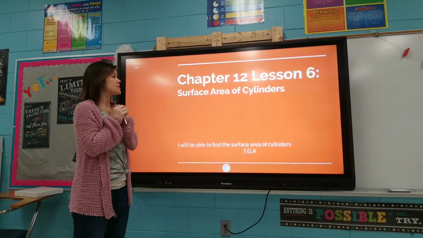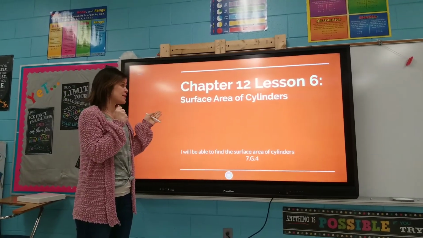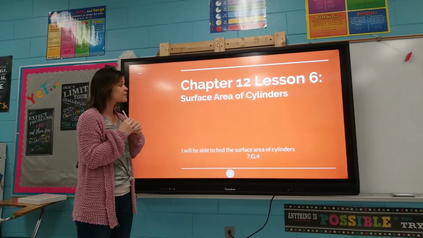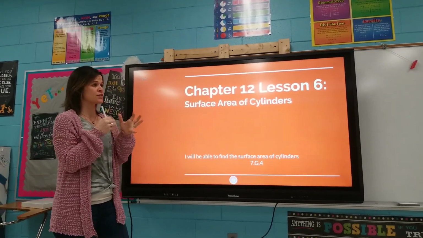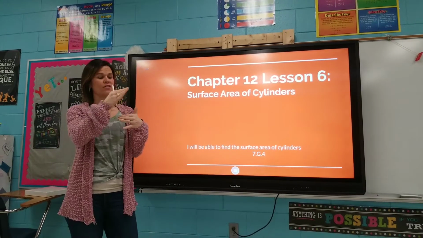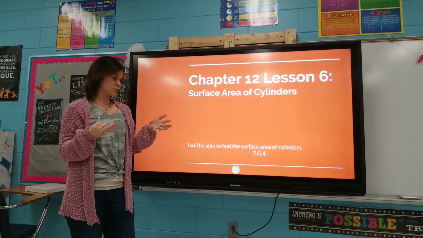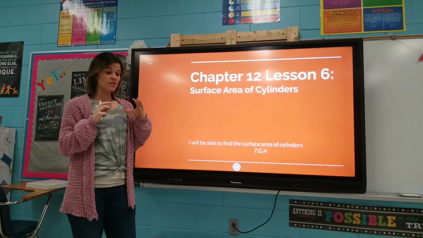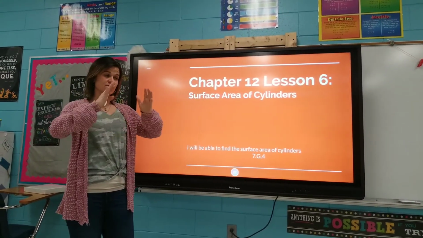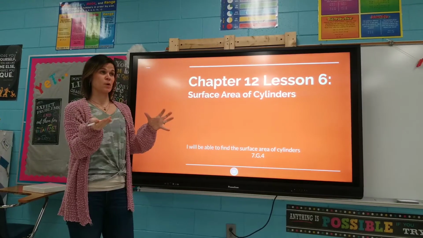All right, so today we are going to take our surface area and apply it to cylinders. And this is a little more complicated because if you remember, surface area is the area of all the faces of a three-dimensional shape. And so far we've only done prisms. So we've done rectangular and triangular prisms. And those are really easy because the faces are all two-dimensional shapes that we're aware of.